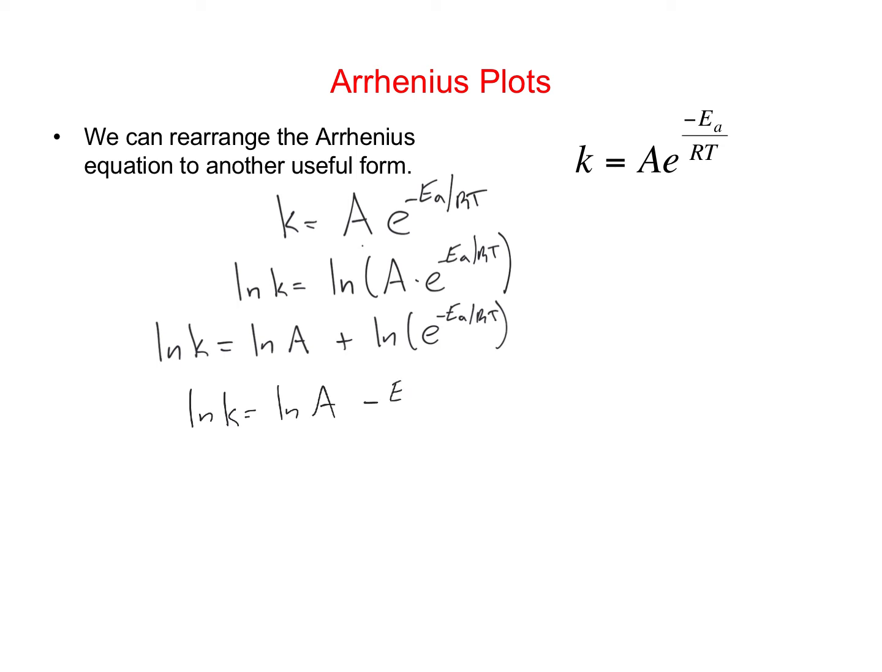minus EA over RT. All right, and then I'm just going to rewrite this one more time. I'm just going to swap these two terms. And so we end up with the natural log of k. And I'm going to write that minus EA over R slightly differently. I'm going to write it as minus EA over R times 1 over T plus the natural log of A.